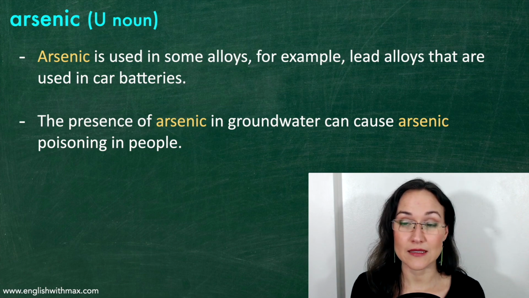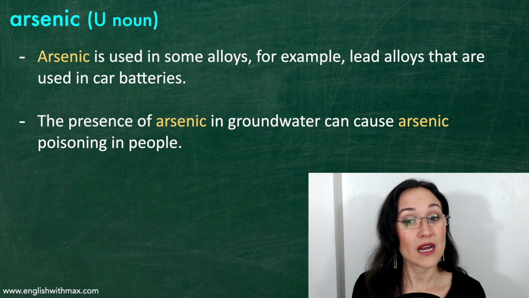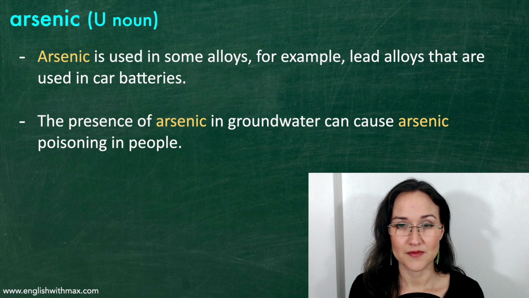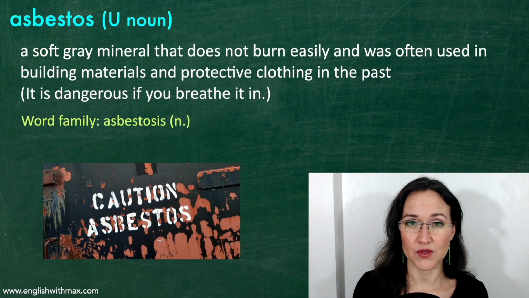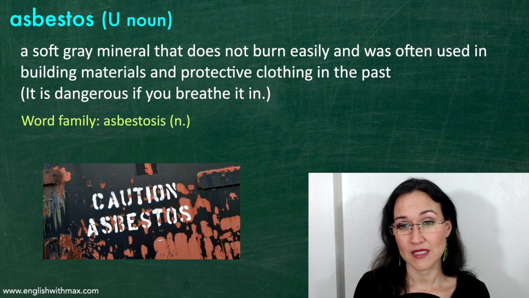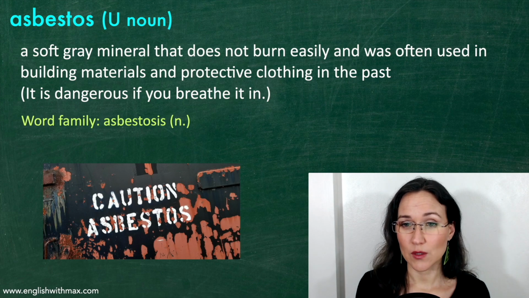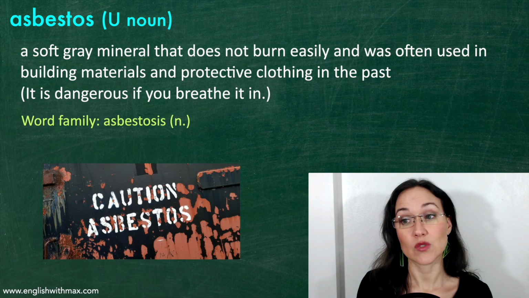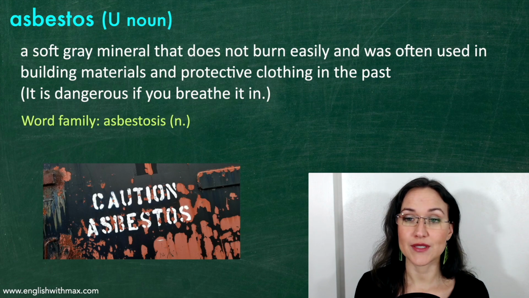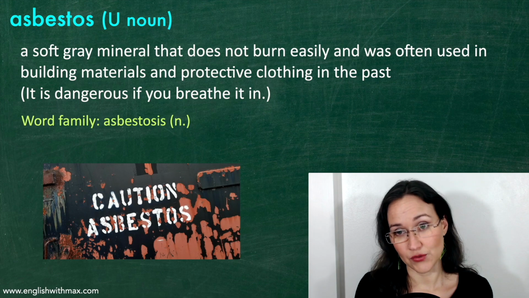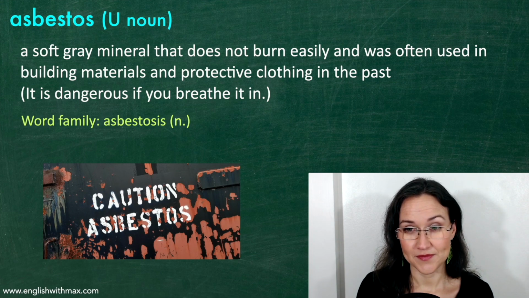The presence of arsenic in groundwater can cause arsenic poisoning in people. This word is asbestos. Asbestos. It's an uncountable noun. Asbestos is a soft grey mineral that does not burn easily and was often used in building materials and protective clothing in the past. It is dangerous if you breathe it in.